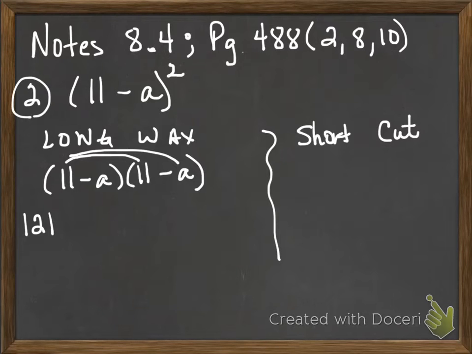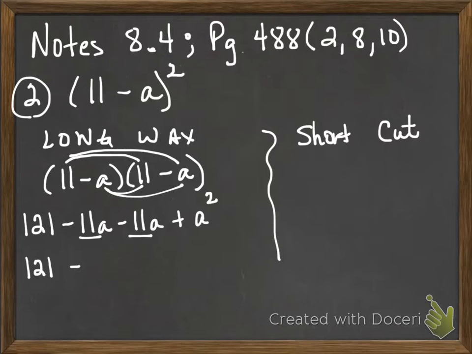You get 121 minus 11a. Then you would distribute your negative a. You would get another negative 11a plus positive a squared. And then you would combine your like terms. So you would get 121 minus 22a plus a squared. And if we were to write it in standard form, we would write the a squared first.